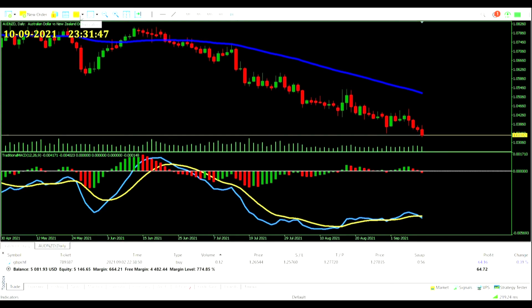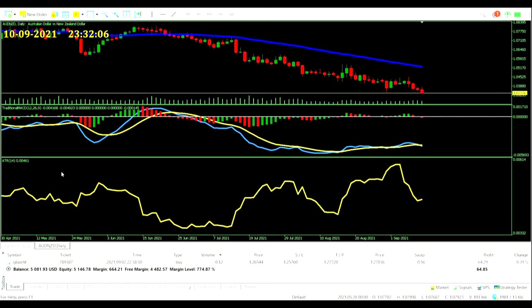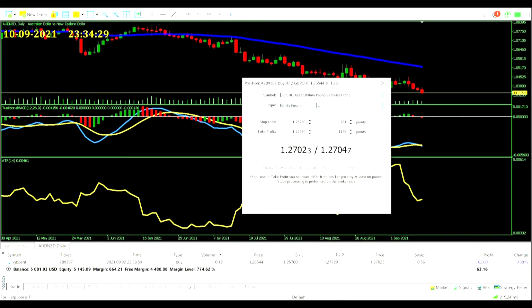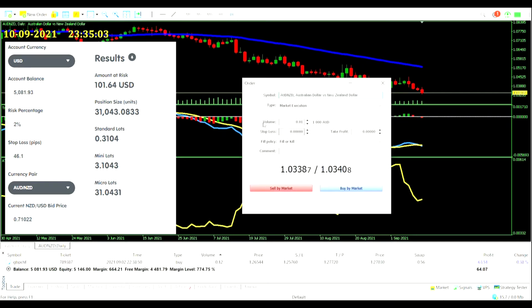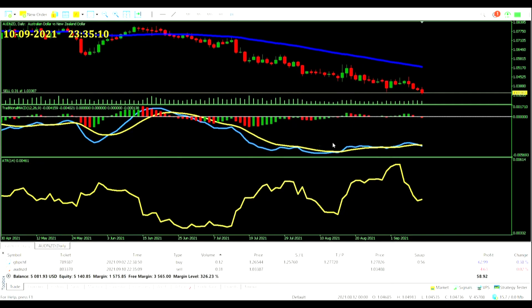Let's pull up our ATR and see what we're working with here. 46.1 pips with a balance of $5,081.93. That's more than we started with, by the way. It's a 2% risk on the trade, and our stop loss will be that 46.1 there, 1 times ATR value. Just looking at our pound Swiss franc trade here for reference, that's at 78.4. So this is a tighter stop loss here, 46.1. And so there is our risk calculated on screen now. Just the one trade for us, and we are in.